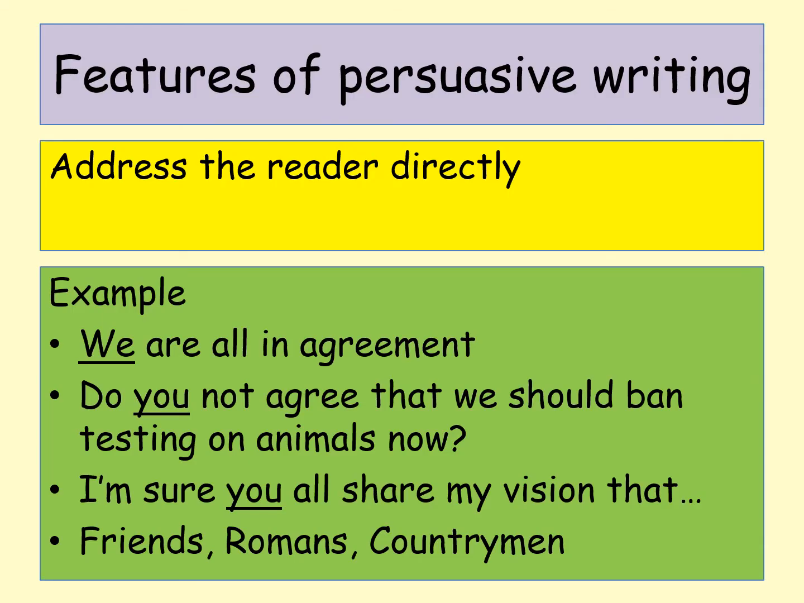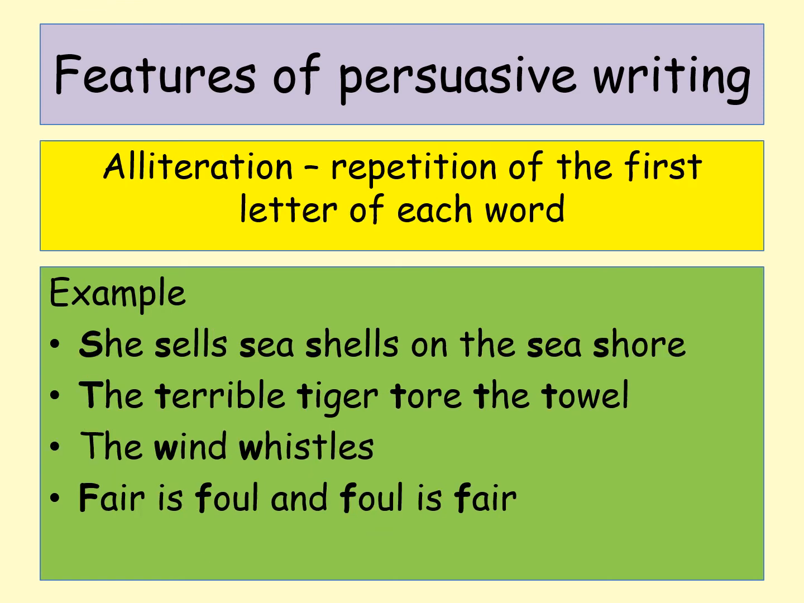So just to go through some features of persuasive writing: addressing the reader directly, these are all examples here that you could use. This is what alliteration is. So things like "the terrible tiger tore the towel," you can see in bold here, that's alliteration, because in the sentence, the words all begin with the same letter, or "the wind whistles," or "she sells seashells on the seashore," which is a bit difficult to say.